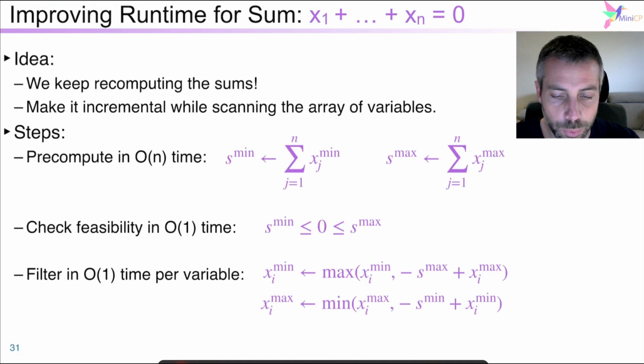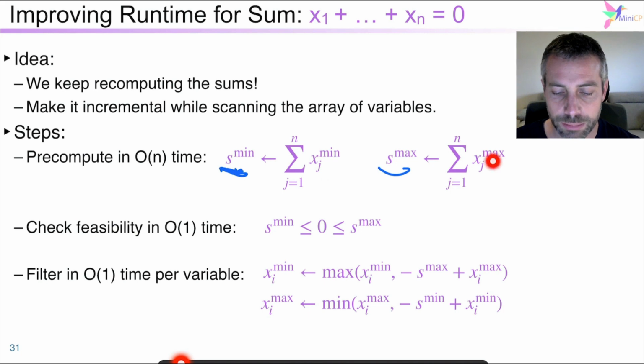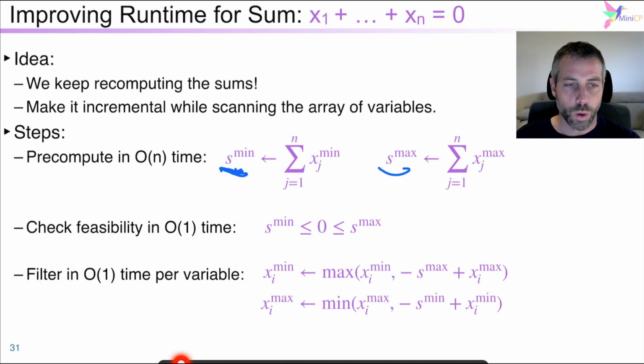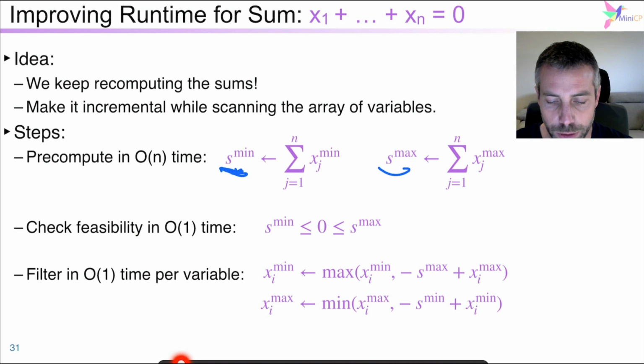The idea is that we will pre-compute the sum of the minimums and the sum of the maximums of the domains of all the variables that appear in my sum constraint. So I pre-compute here in a variable an integer value there, smin and smax. I will pre-compute the sum of the minimum of the domains and the sum of the maximum of the domains. Once these 2 values have been computed, it's quite easy to check the feasibility in constant time. I just verify that 0 is between smin and smax.